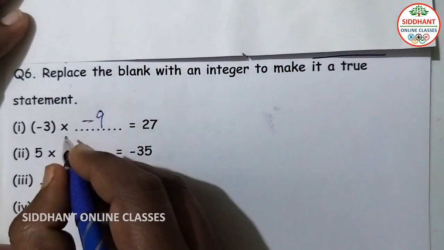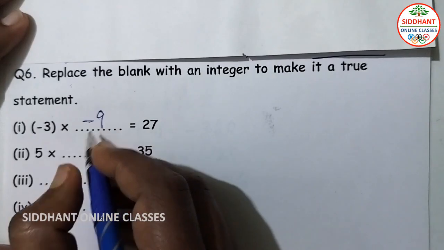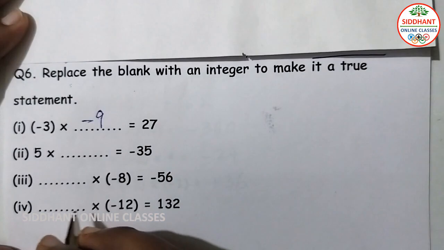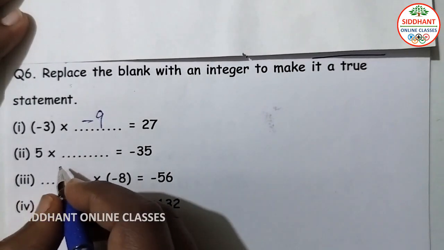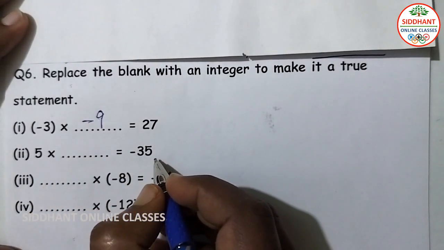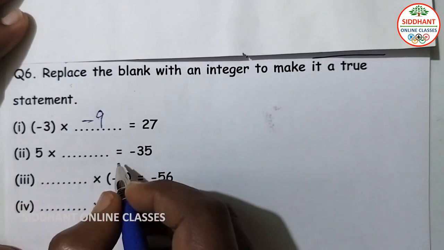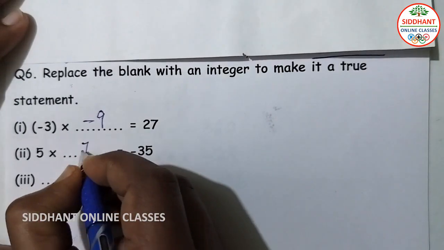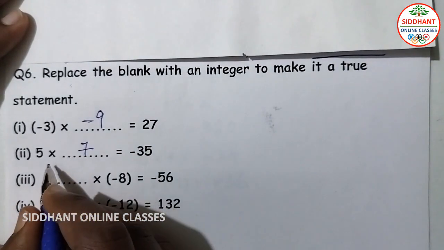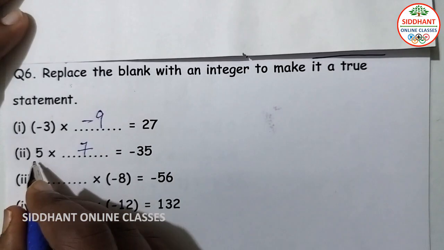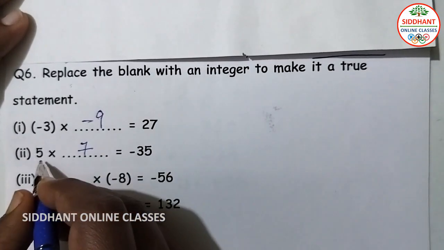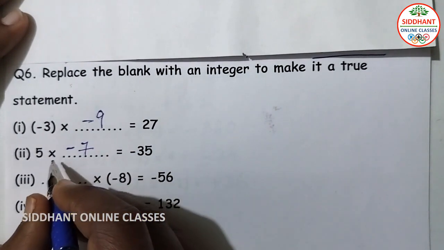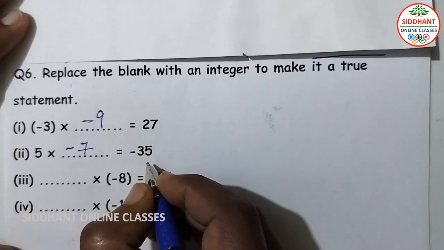So here minus. So the answer will be minus 9. Minus 3 into minus 9 will be plus 27. Second one, 5 into dash is equal to minus 35. So how many times you have to multiply 5 in order to get 35? Means 7 times. Again, when you see the sign, here plus is there, the answer is minus, so we have to multiply with the minus sign. So minus 7, when you multiply with 5, we get minus 35.